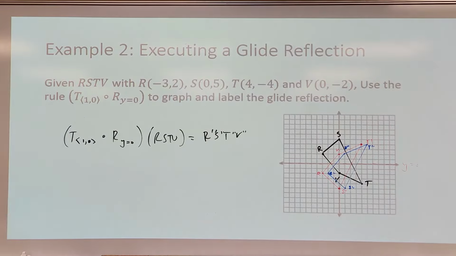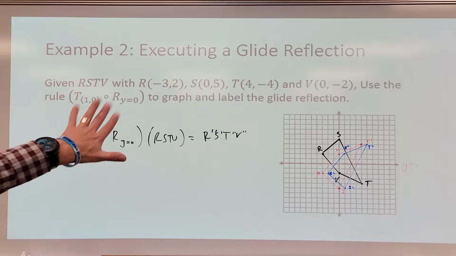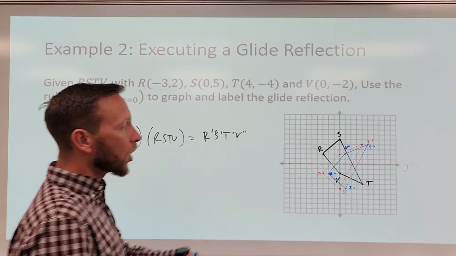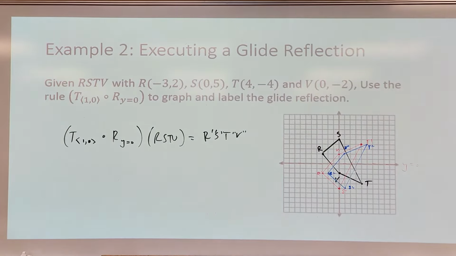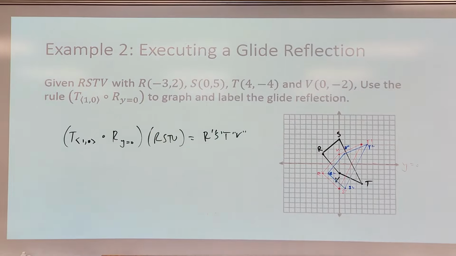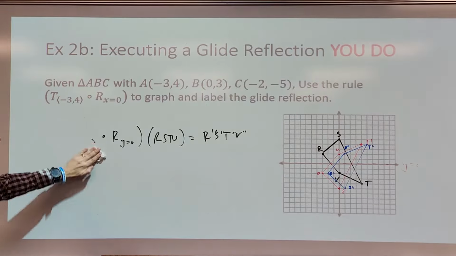Now the hope is that you would be able to see, if you only saw the black figure and the blue figure, that you could tell what the rule was for the glide reflection. That's the goal. That's, fingers crossed, the goal. It's the hardest part of this unit, but hopefully we can visualize that and then be able to write that.